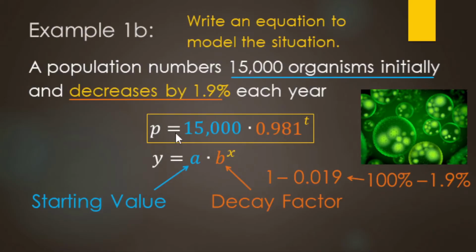So here we go. Population is 15,000, starts at 15,000. Then our growth factor, or in this case, decay factor, is 0.981 per year. And again, what this is basically saying is there is 0.981 remaining the following year.